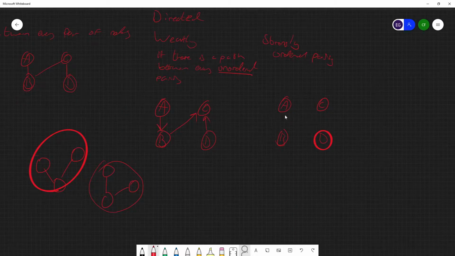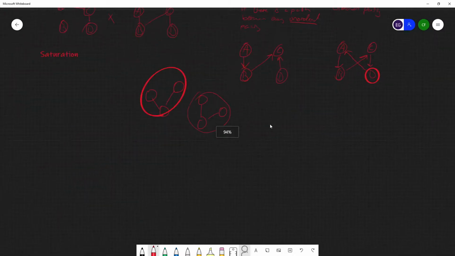Example of this is if we had this, choose this, choose this. This is still weakly connected because you cannot get from D to E. If these were all, for example, like this, now it is strongly connected because from anything there is a path to every other vertex. I think last is saturation.